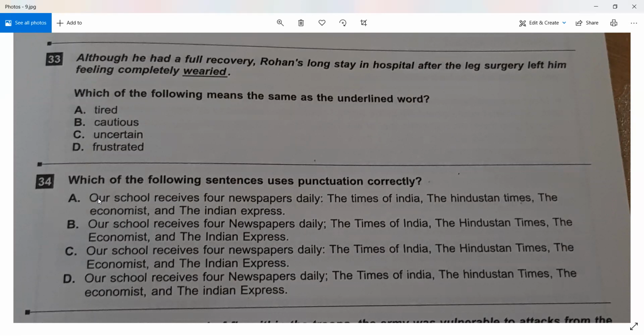Pointing out the punctuation, look at the first letter, capital letter. Look at this: colon, capital letter, comma, comma. Look at the small letter used. Look at the full stop. These are the names of four newspapers. Semicolon used. Capital letters, comma used, capital letters, full stop. Look at the commas used in between.